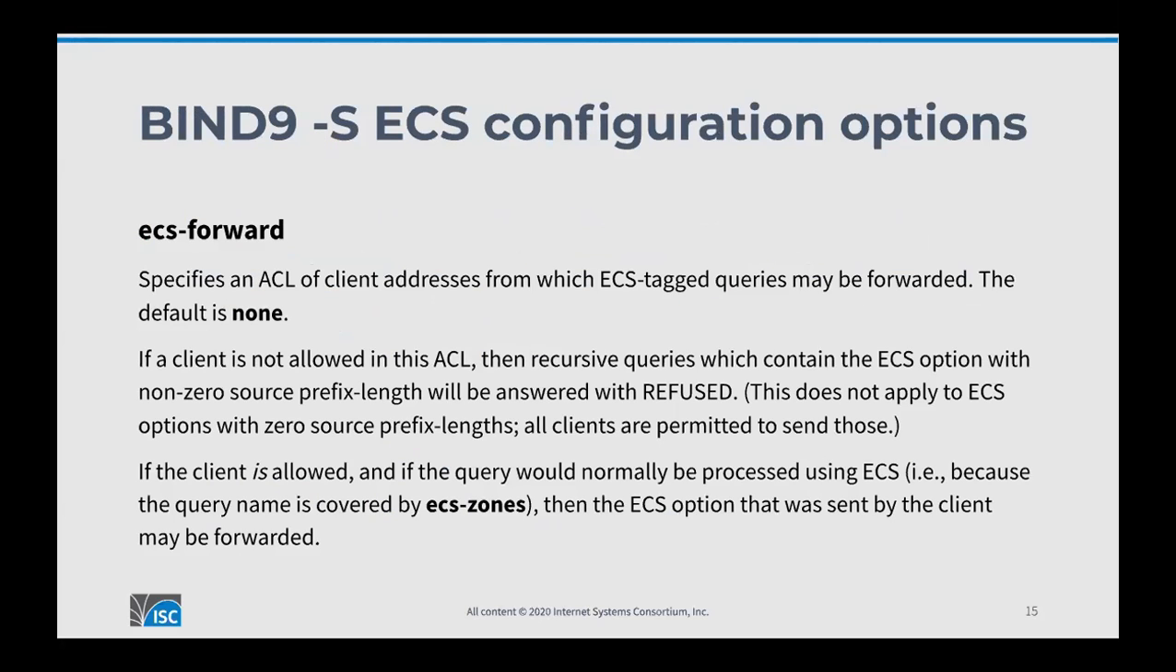A lot of you, in terms of operating recursive servers, have forwarding in place. So this is just to let you know that you can also do forwarding with ECS tagged queries. These are ACL controlled. So however you're used to setting up ACLs in named.conf, the same will apply. And again, in this case, the default for ECS forward is none. But in general, just know that you can do forwarding with ECS. It requires a little bit of tinkering with the config, but really not much at all.